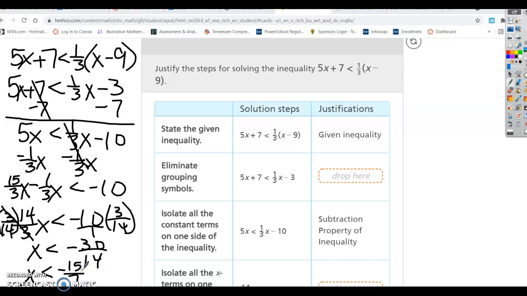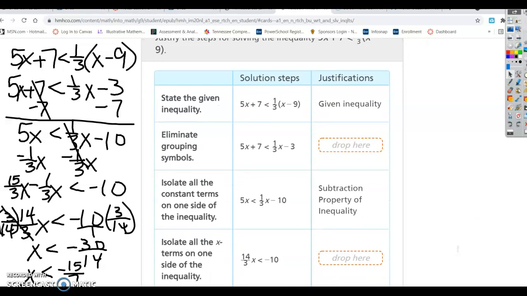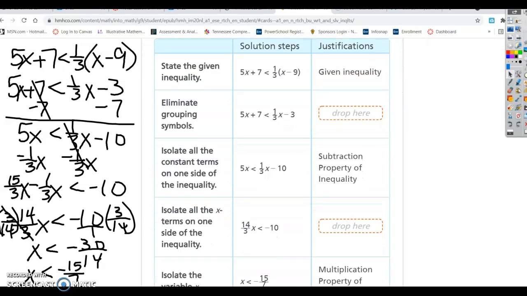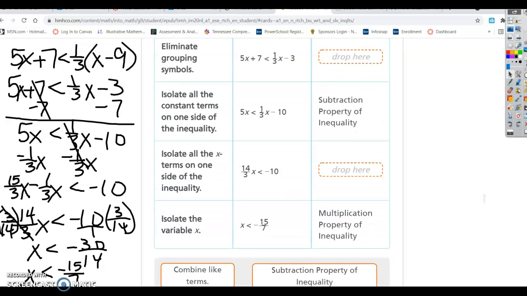All right, so I went through all the steps. If you look here, it looks like they've skipped a few of the steps. So I just want to make sure that you understand how to solve through the inequality. All right, so they give us the inequality. That's given. It says eliminate the grouping symbols, so that's called distributive property.